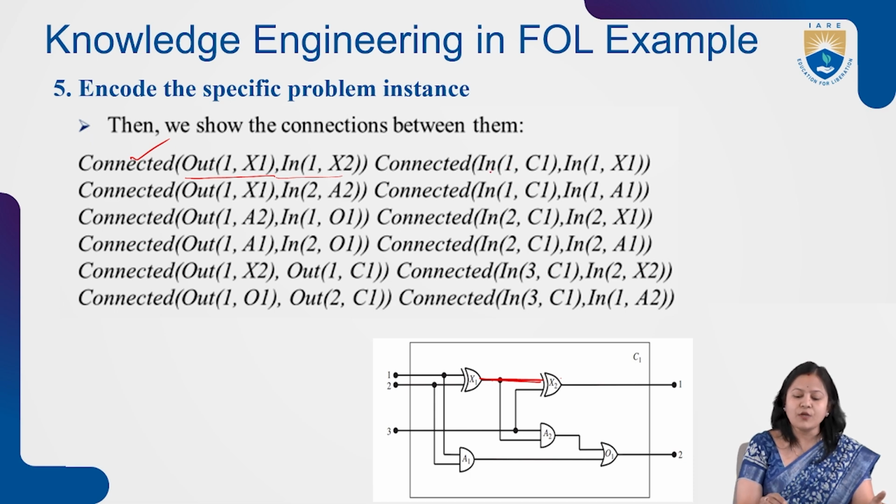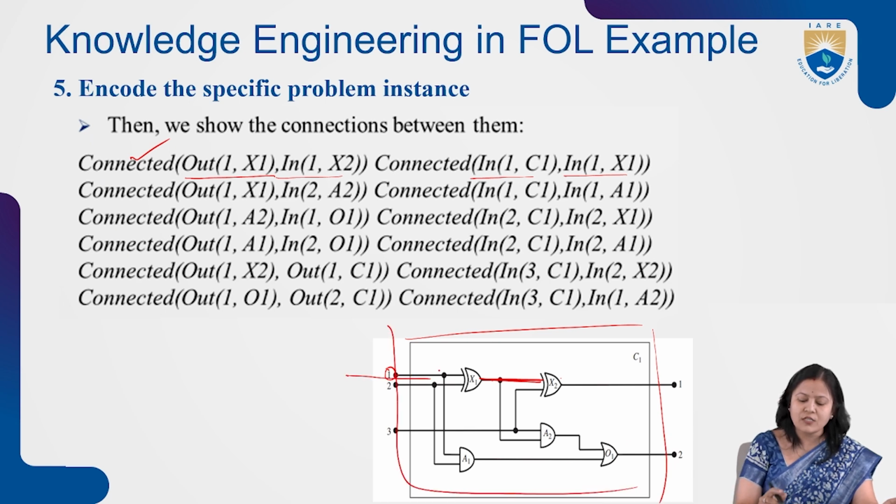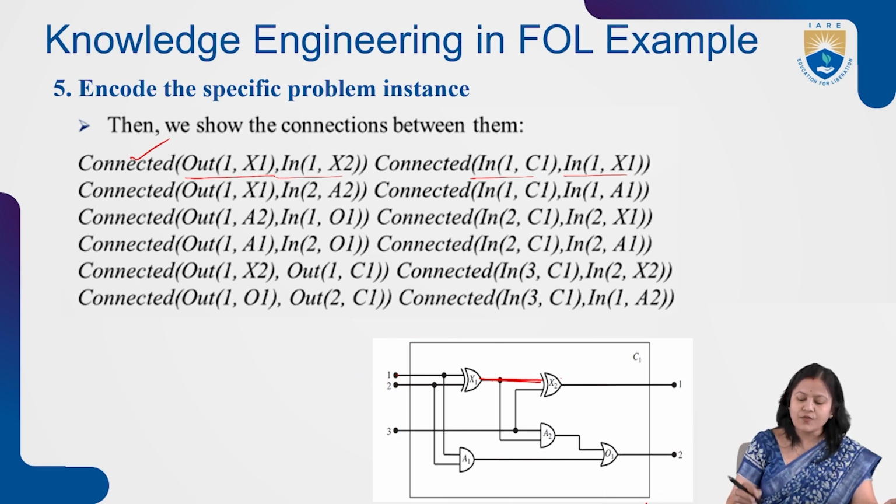Second one, first input of c1 and first input of x1 are connected. Which one is the first? This is the first input to c1. The overall circuit, if you see c1, so for this whole circuit, the first input is this one. So the first input to the overall circuit is connected as the first input to x1, because this is x1, this is x2. Now this is connected.